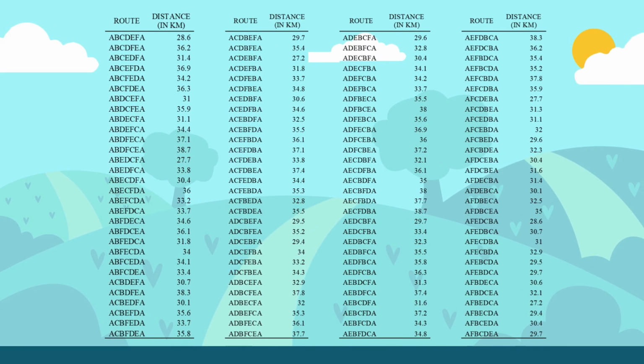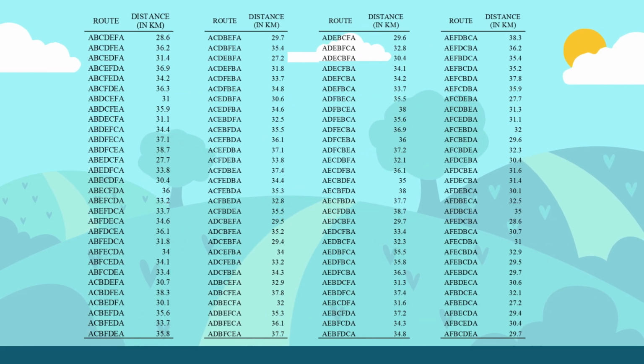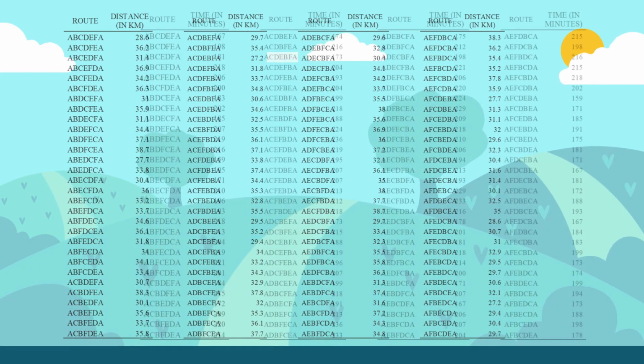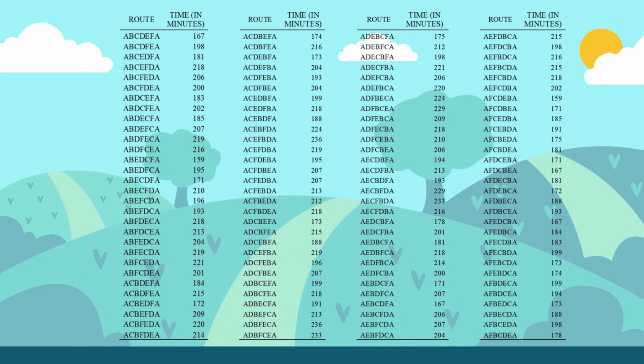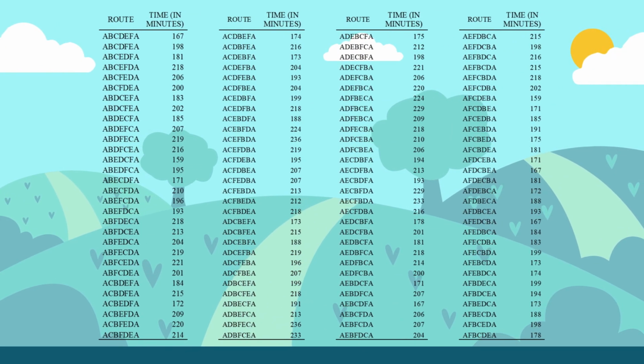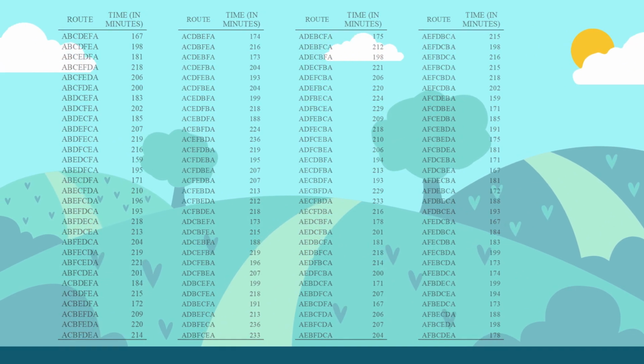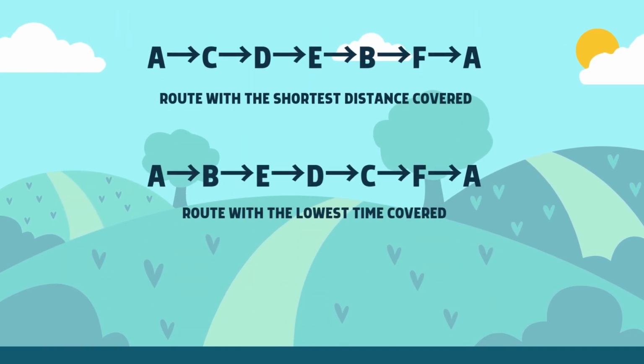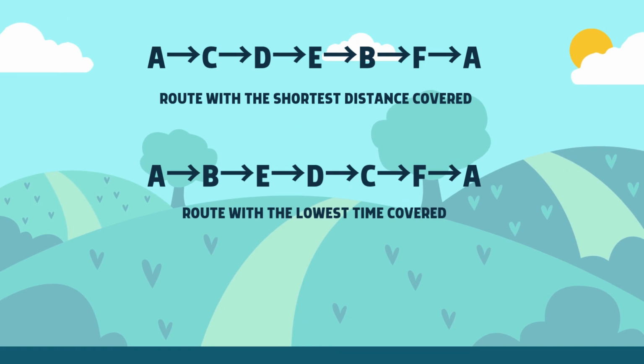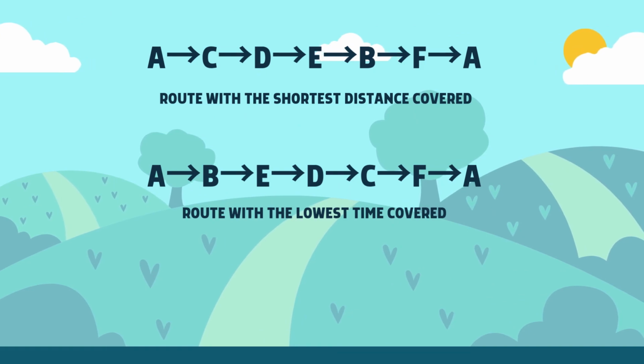Using Excel, here are all of the possible permutations of routes that start and end at point A. The goal is to find the route with shortest distance traveled and also the route with the lowest time traveled. Now, we have determined the route with the shortest distance covered as well as the route with the lowest time traveled using the brute force algorithm.